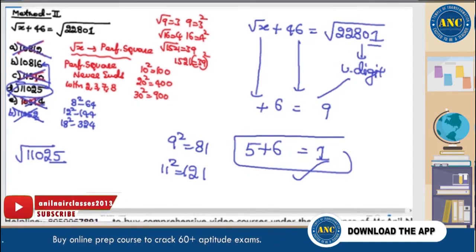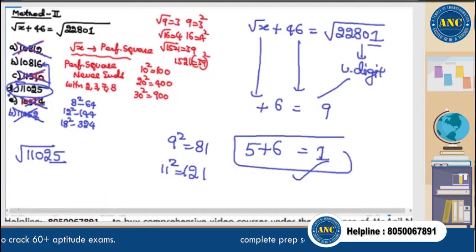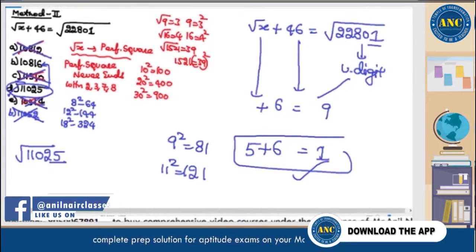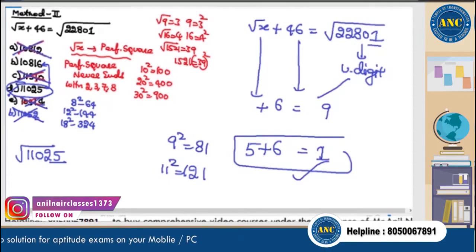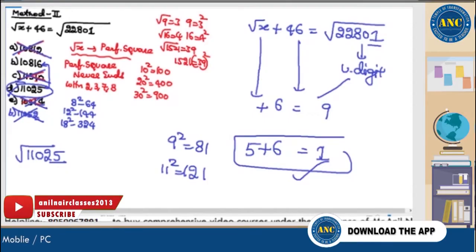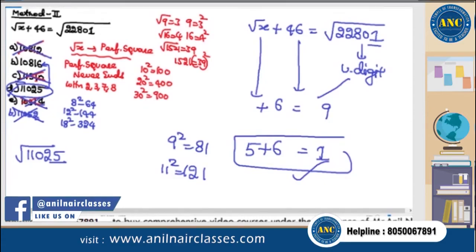A perfect square never ends with 2, 3, 7 or 8. First option is out, right? C and E are out. Any perfect square ending with 0 has tens place 0: 10 square is 100, 20 square is 400. Any perfect square ending with 4 has an even tens place. First, third and fifth are out because of the perfect square logic.